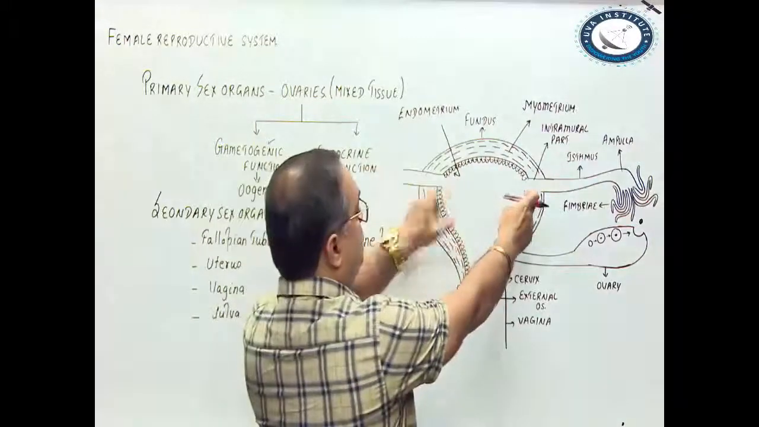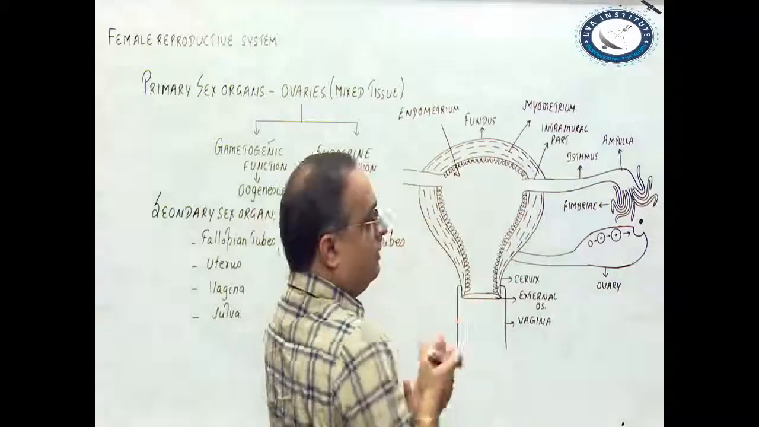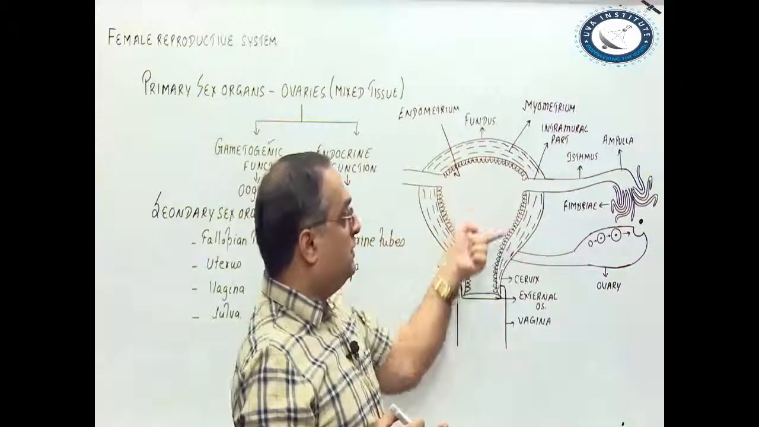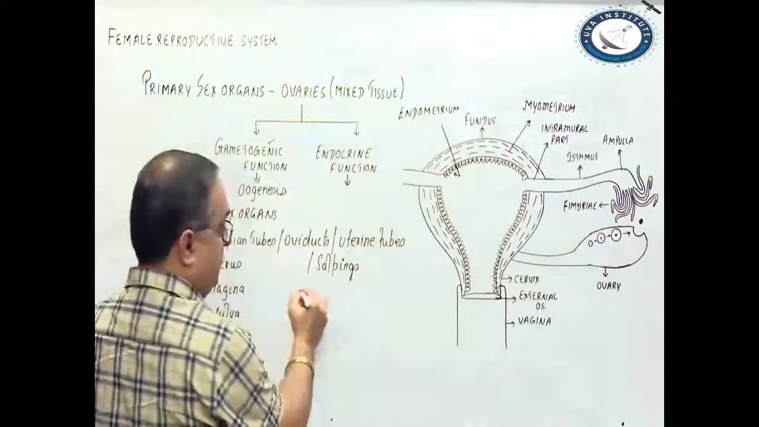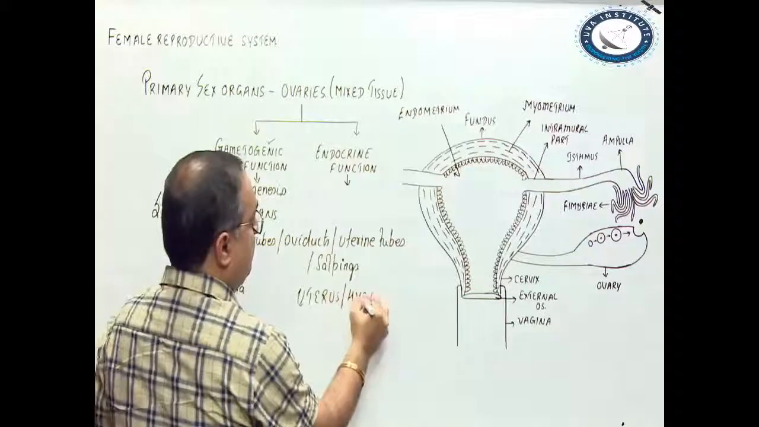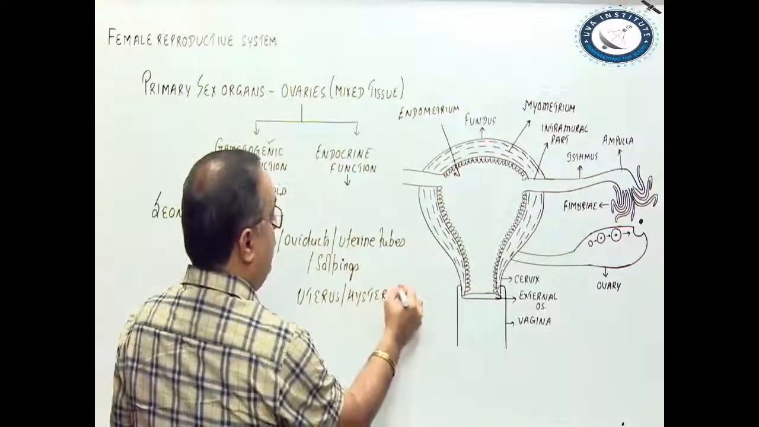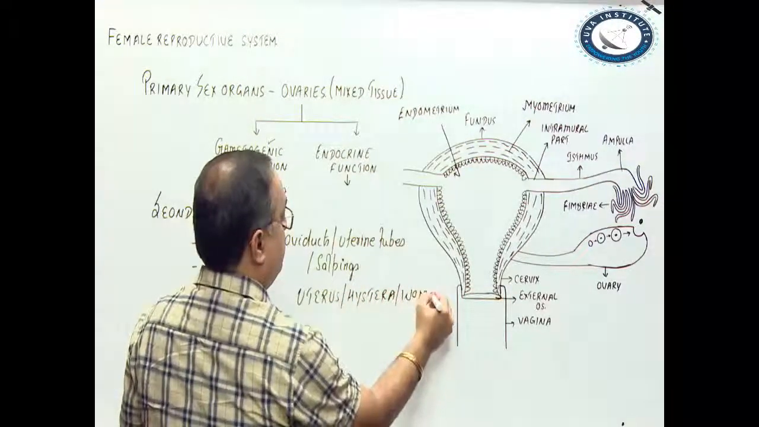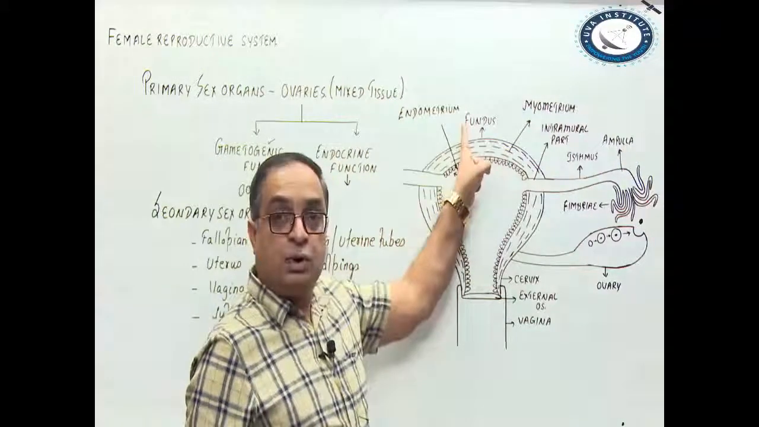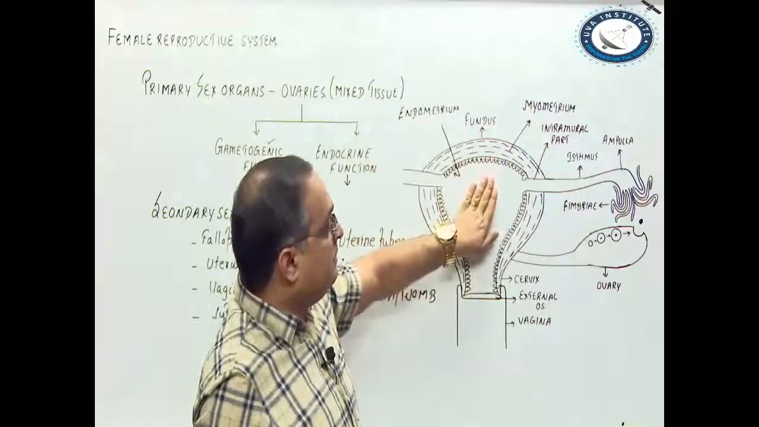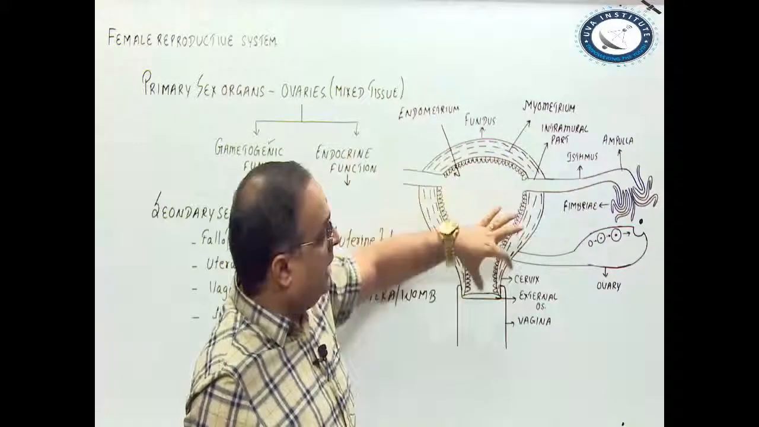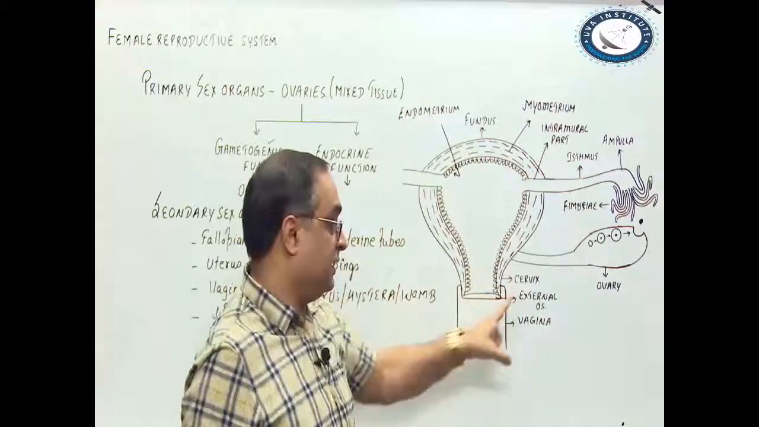Both fallopian tubes open into a central, strong, muscular, sac-like structure that is called the uterus. So you can see this structure as the uterus. Uterus is also called hystera or womb. Uterus has an upper dome-shaped area that is called fundus. This is the main body of the uterus or the corpus, and this lower narrow neck-like region is called cervix.